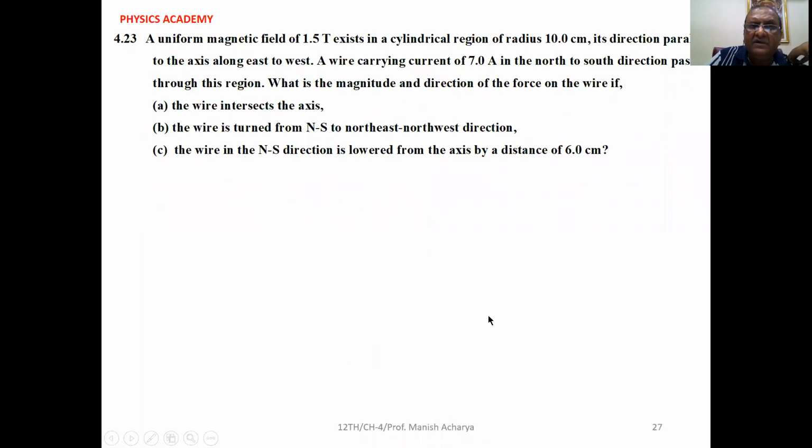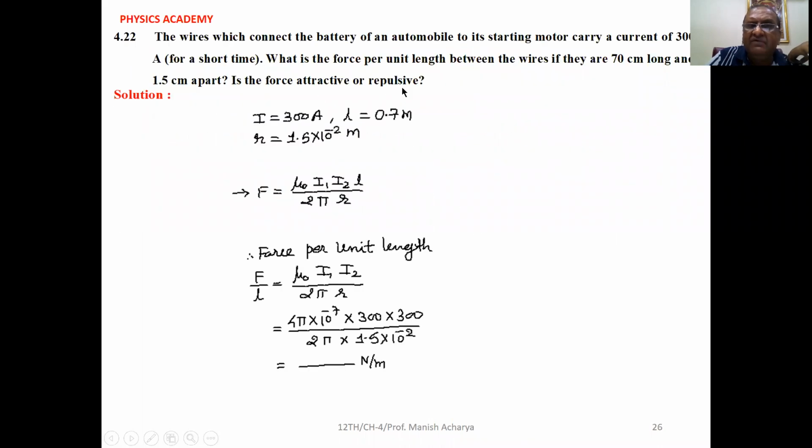Now here, will the force be attractive or repulsive? The force will be repulsive, because through one wire the current will move in the forward direction, through the other one it will move in the backward direction. It implies that the currents through both the wires are in mutually opposite directions, so the force will be repulsive. Clear to all of you?